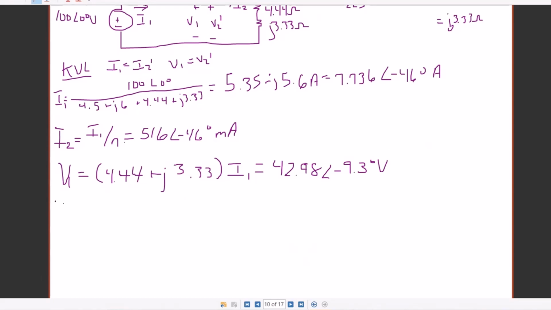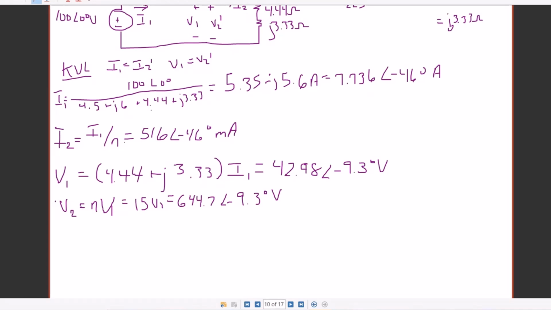And then V2 is N times V1. So that's going to be 15 times V1. So V2 is 644.7 with an angle of negative 9.3 degrees. Questions? Yes, thank you.